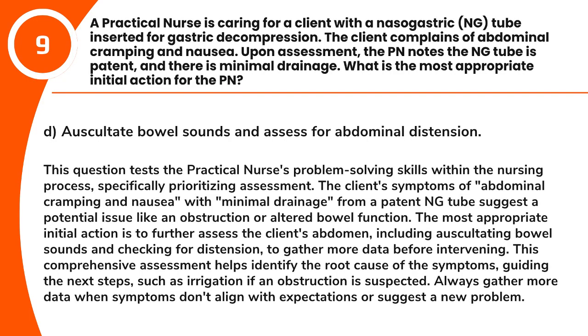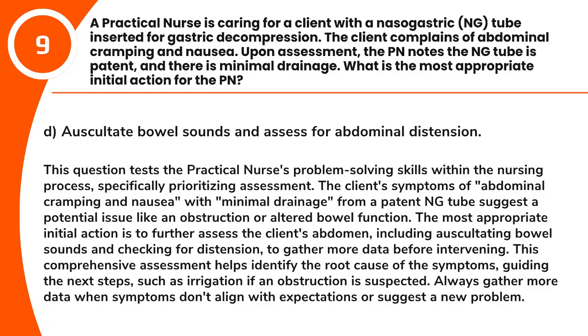Answer: D. Auscultate bowel sounds and assess for abdominal distension. This question tests the practical nurse's problem-solving skills within the nursing process, specifically prioritizing assessment. The client's symptoms of abdominal cramping and nausea with minimal drainage from a patent NG tube suggest a potential issue like an obstruction or altered bowel function.